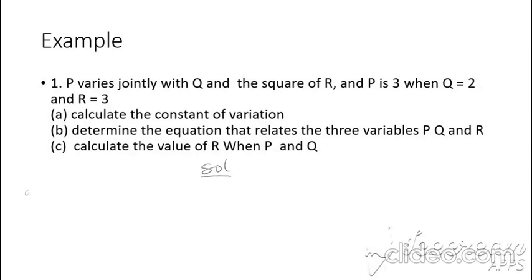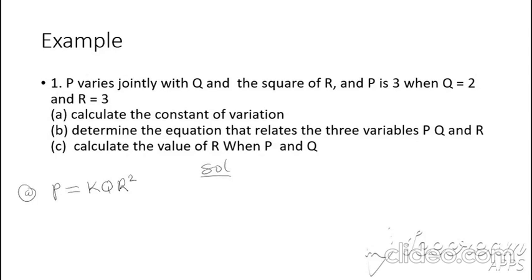For A, the first thing, I need to come up with an expression. P varies jointly with Q. What does that mean? Before I write Q, I need to write K. So P varies jointly with Q and the square of R, like this. That's how it's supposed to be. Then for the expression, you're done.